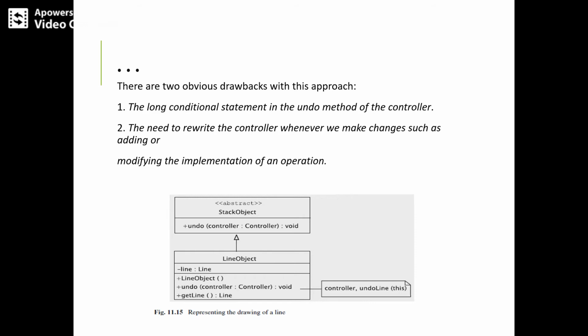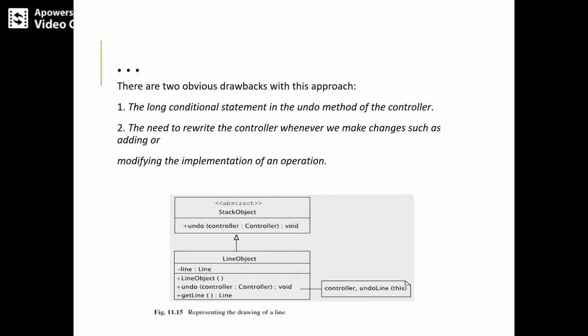So there is a drawback of this one. There are two obvious drawbacks of this approach. Whenever we add a line object, it is pushed onto the stack, and decoding is popping the stack and reading the pointer, like undoing the line object. So there are two drawbacks of this.